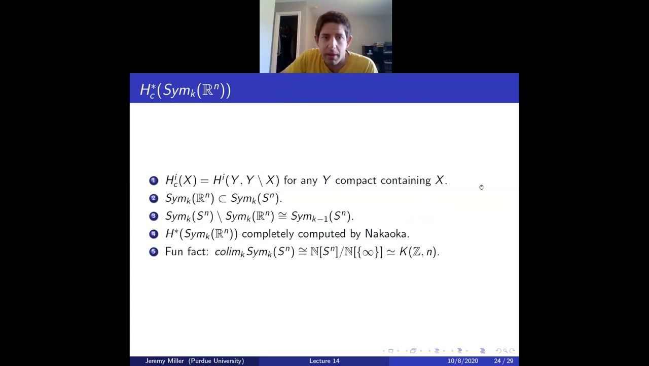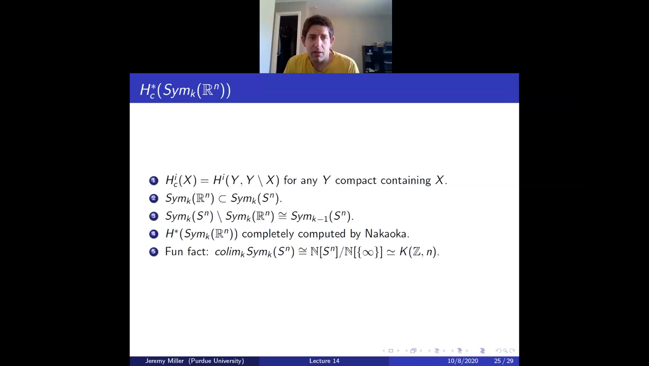Okay, so maybe I'll say a little bit about that. How would you compute compactly supported cohomology if you don't just have Poincaré duality? Well, it's isomorphic to, pick your favorite compactification, could be the one-point compactification, could be another one. And then the compactly supported cohomology is just the cohomology of the compactification, rel the stuff you added. So here we're going to take a compactification that's not the one-point compactification.